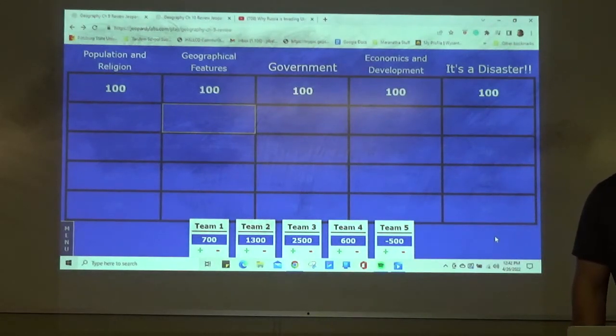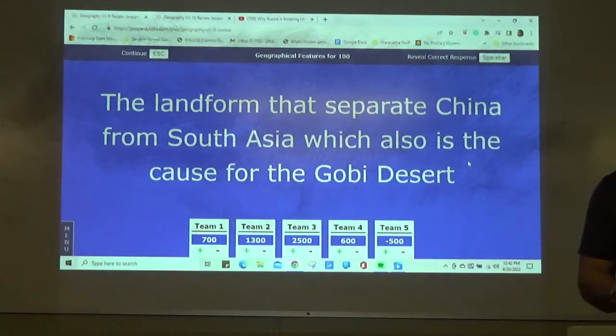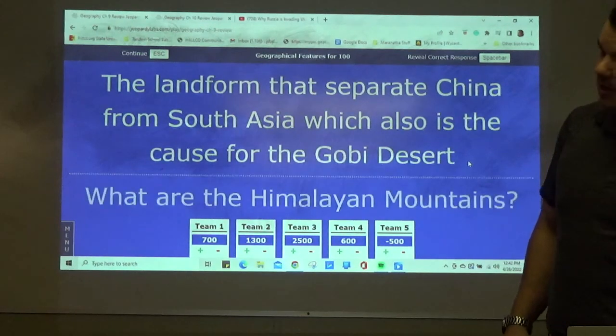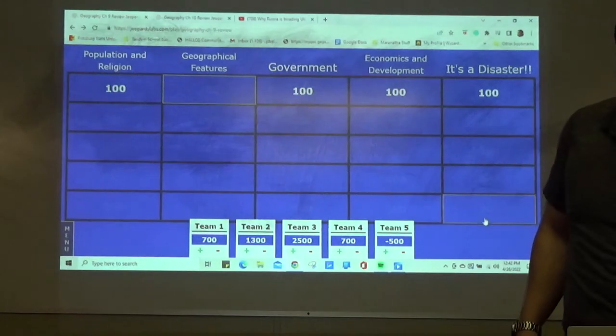Geographical features 100. The landform that separates China from South Asia, which also is the cause for the Gobi Desert. The Himalayan Mountains. Very good. For not using your laptop, y'all did pretty good this round.